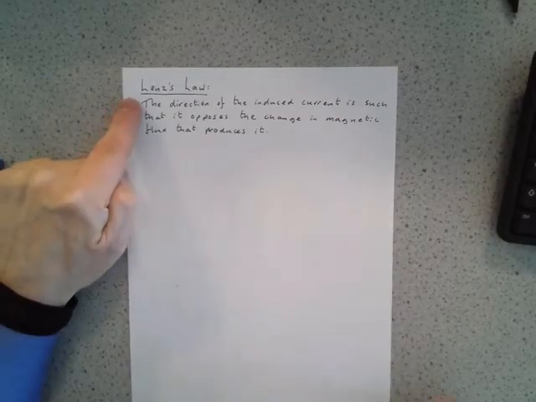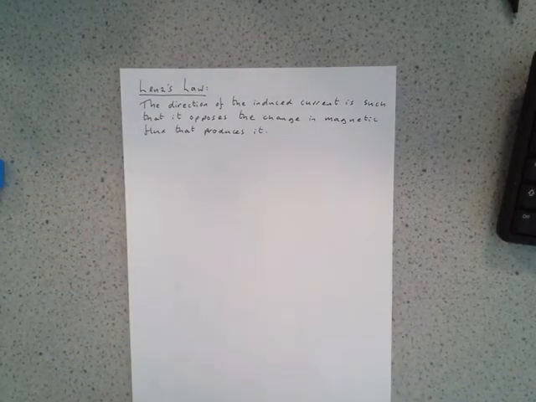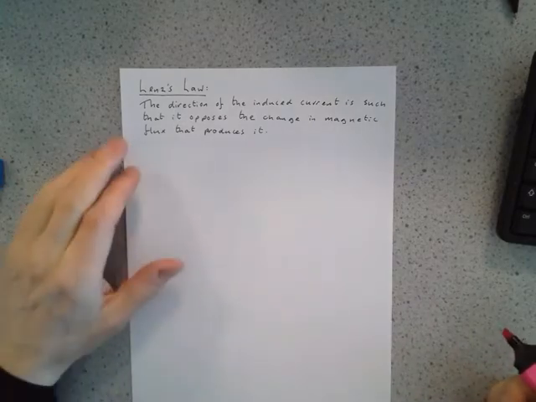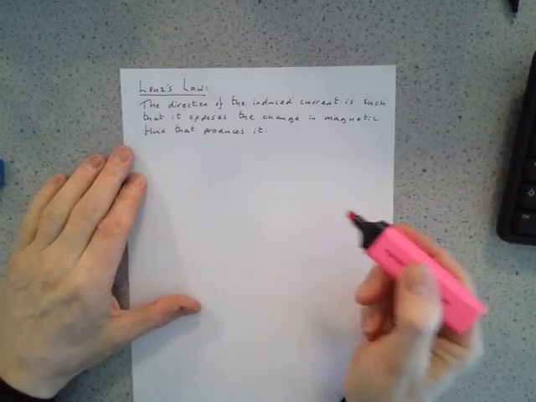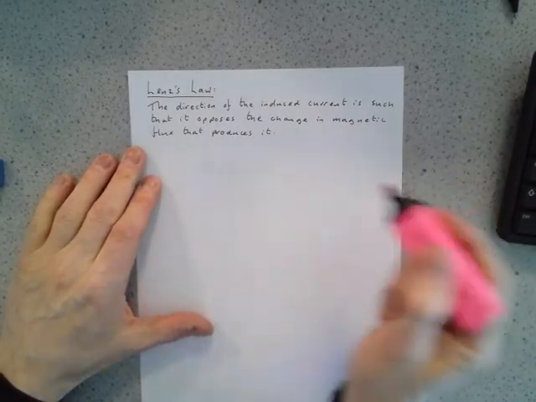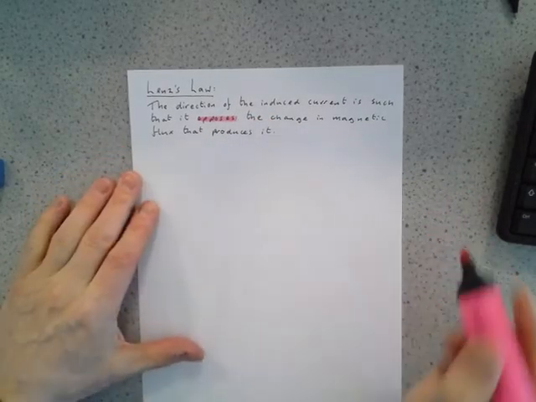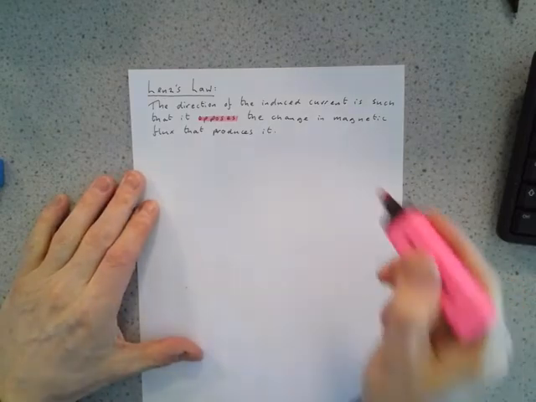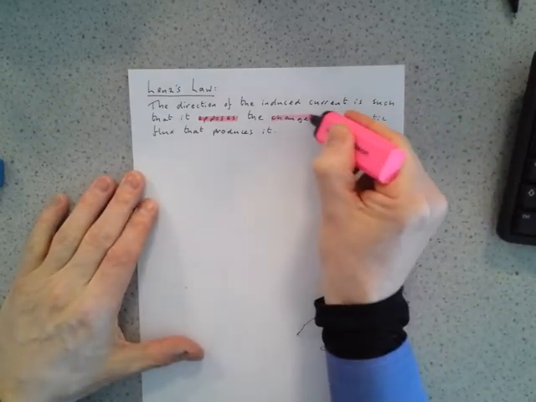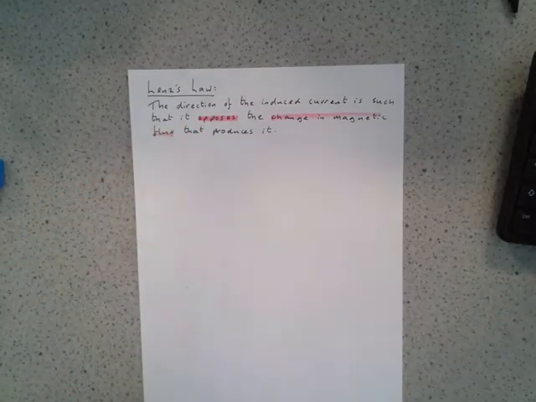So, Lenz's law says the following, that the direction of the induced current is such that it opposes the change in magnetic flux that produces it. So, it's about the direction of the induced current, and the key word here is that it opposes. So the induced current that's produced opposes the change in magnetic flux that is producing it. Now, let's see if we can show what that means.